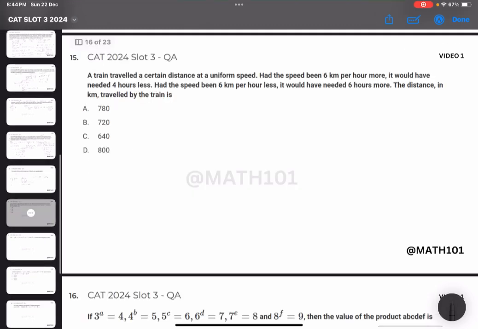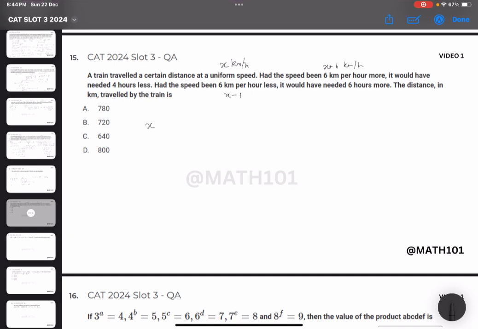Moving to the next question. A certain distance at a uniform speed, let the uniform speed be x. At this speed, that means 6 kilometers per hour more, that becomes x plus 6 kmph. It would have needed 4 hours less. At speed x minus 6, it would have needed 6 more hours.